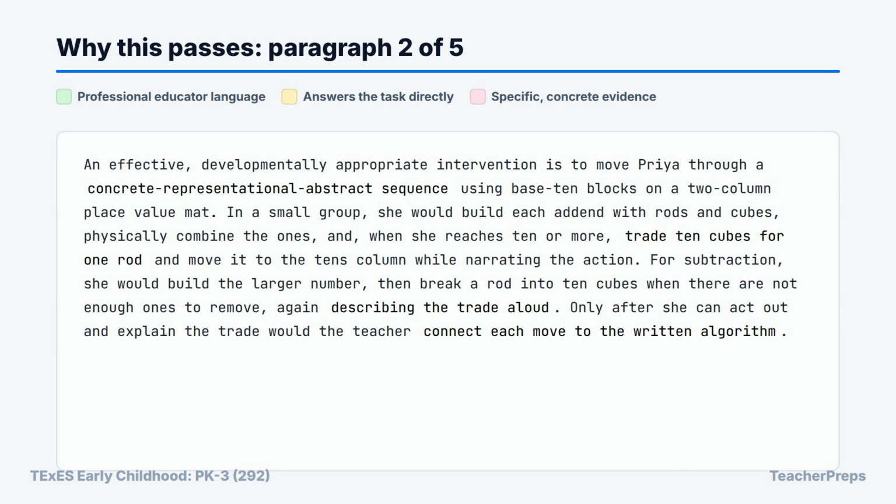Notice how I open with the strategy named Concrete Representational Abstract Sequence, which immediately signals pedagogical expertise and answers task 2 directly. I walk through the small group implementation step by step, build, combine, trade, narrate, so the reader can picture a real classroom rather than an abstract idea. The closing sentence about connecting block moves to the written algorithm shows I understand CRA as a bridge to standard notation, not a replacement for it, which strengthens the application of content score.